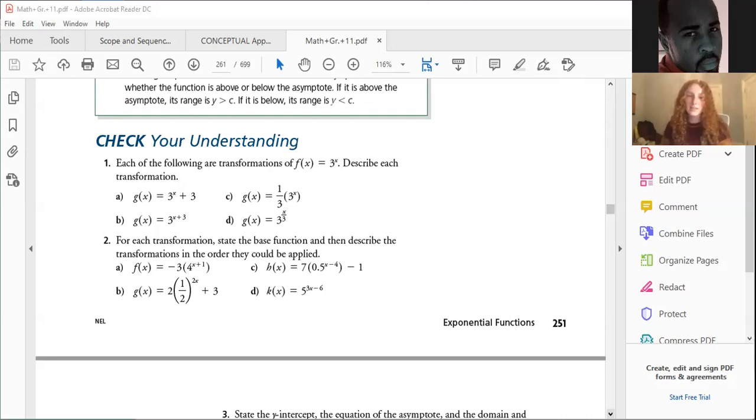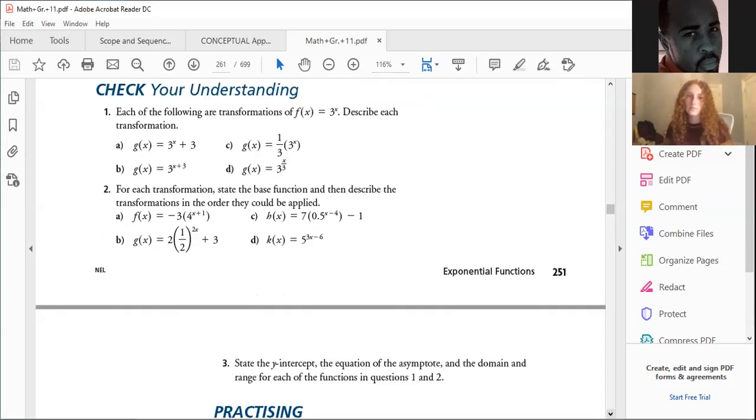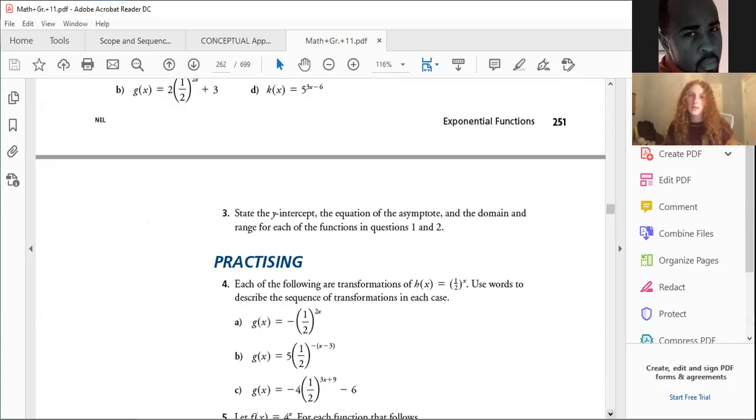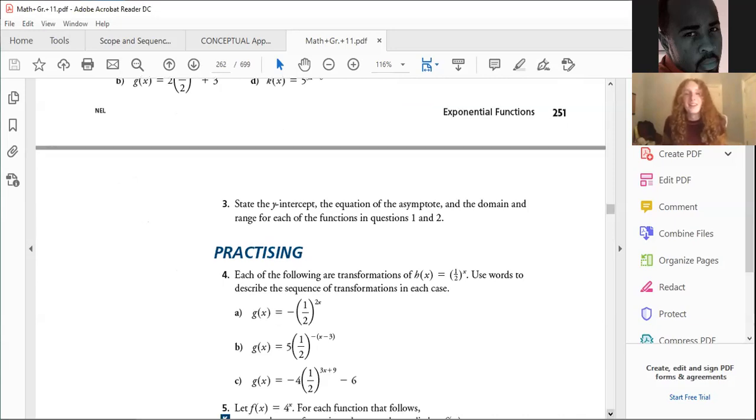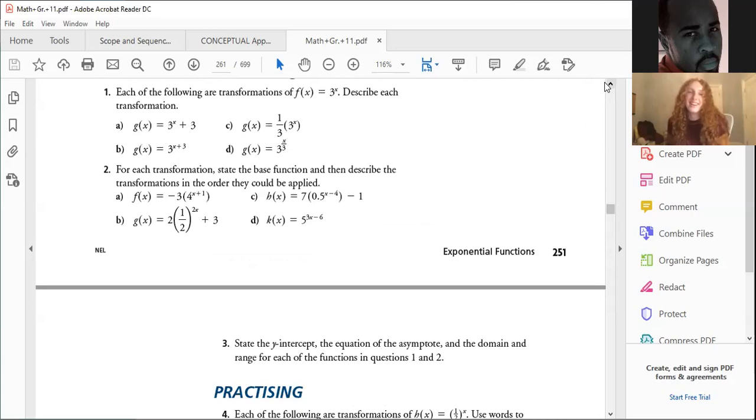Um, B, so vertical stretch of 2, horizontal stretch of 2, and up 3. And the next one, it's been moved right 6, and there's a horizontal stretch of 3. Okay. Next one. Number 3. I can't even see the functions. State the y-intercept, the equation of the asymptote, and the domain and range of each function in question 1 and 2. Oh, sorry, my bad.